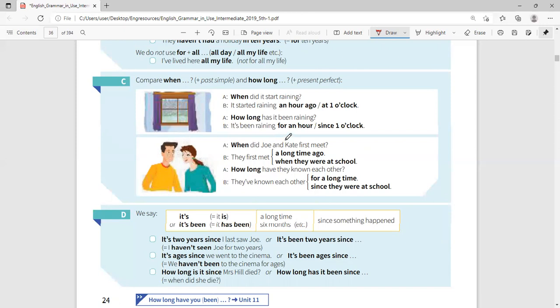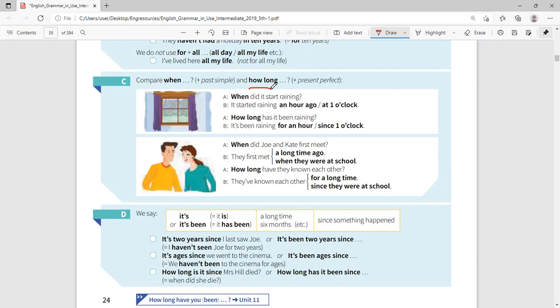But "how long"? "How long" is present perfect, because it's from that time up to now. When did it start raining? You see, when did it start raining, I'm looking at the time in the past. So it started raining an hour ago, or maybe at 11 o'clock. How long has it been raining? When you say how long, it is from that time up to now. So it has been raining for an hour or since 1 o'clock, because it is a time in the past up to now.